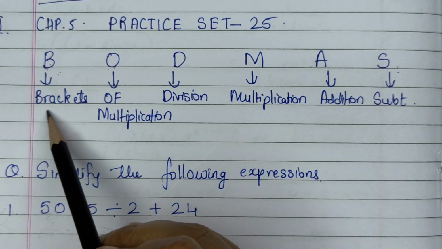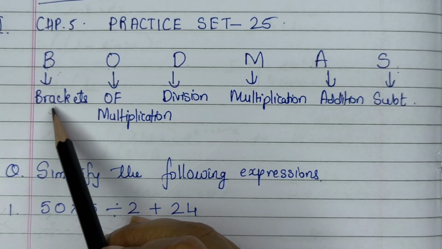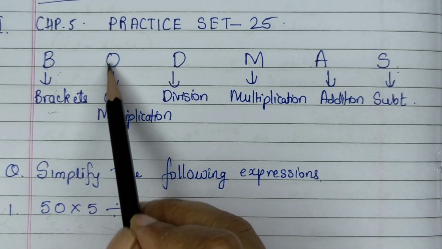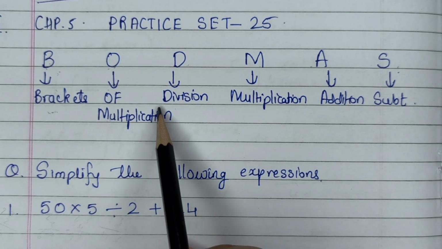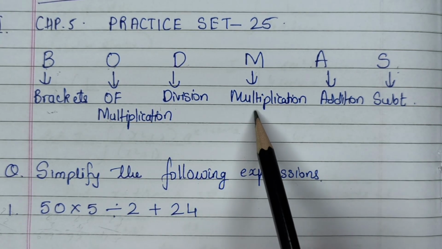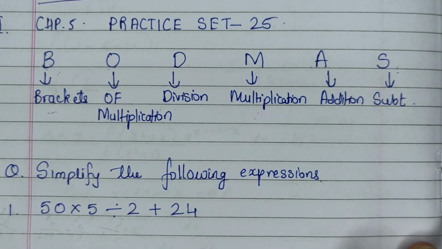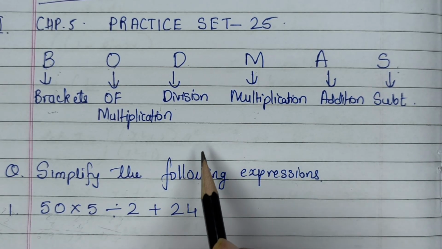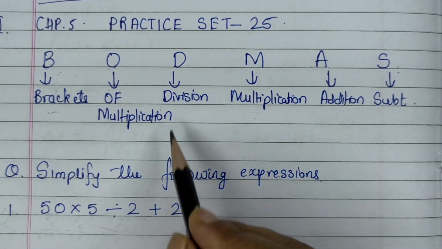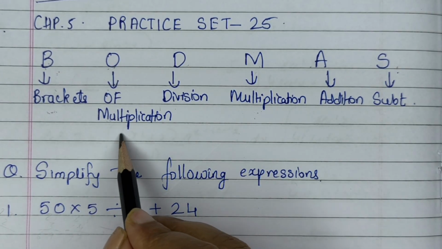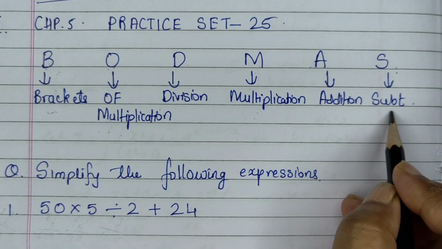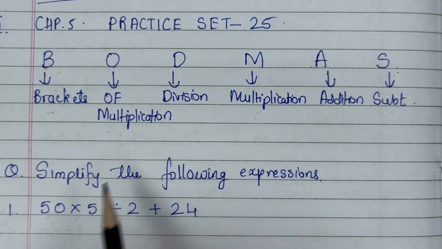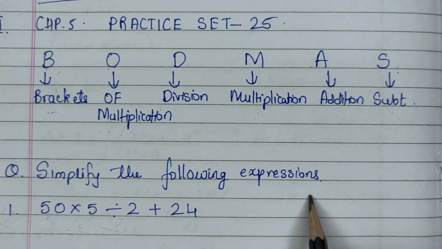BODMAS means B stands for brackets. That means first you have to solve the bracket, the inner brackets first. Then division and multiplication. If you have multiplication on the outer side, leaving the bracket, that multiplication will come later. First multiplication of brackets will come. Then addition and subtraction. So using BODMAS we are going to simplify the following expressions.